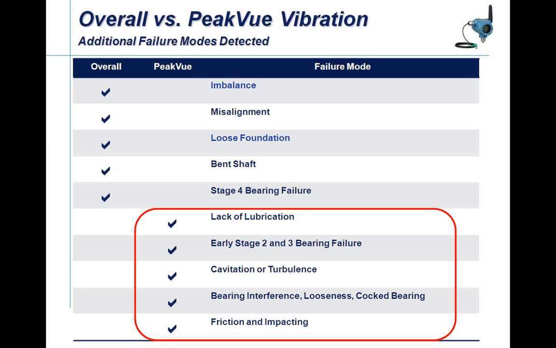Overall vibration, the traditional vibration, does a very good job of identifying failure modes of imbalance, misalignment, loose foundation, bent shaft, and late stage bearing failures. In comparison, the PeakVue measurement, which looks at the higher frequency of the vibration waveform, and specifically at the peak Gs, is very good at detecting lack of lubrication or early bearing failures, cavitation, and friction and looseness within the bearing itself. So really 2 distinct measurements, although we're pulling it off the same sensor or accelerometer.